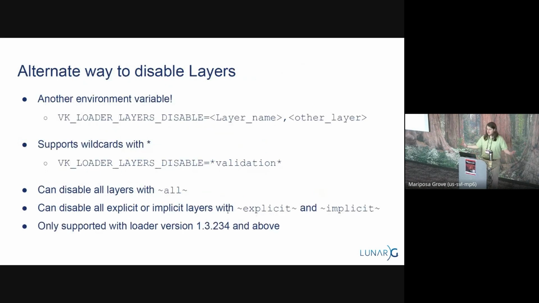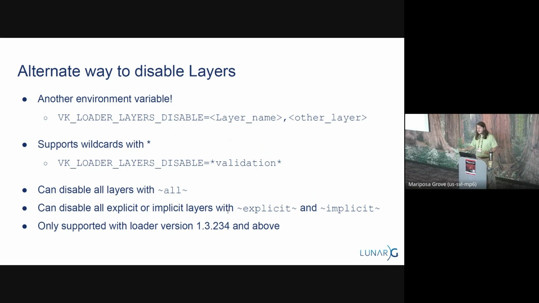There are always more than one way to do something in the loader, including disabling layers. I mentioned earlier the VK_LOADER_LAYERS_DISABLE environment variable. That is a relatively recent addition in 1.3.234, so loader versions that and above. But this allows you to not just disable specific layers, but layers matching a specific name using wildcards, or using a special tilde all tilde, to just disable all layers from being loaded ever.